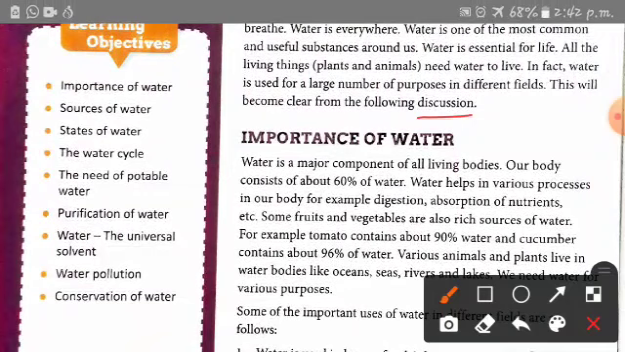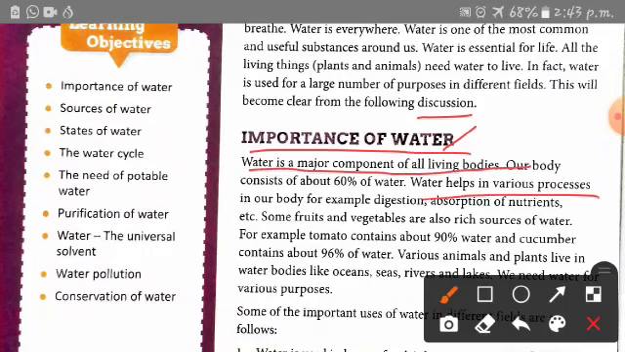So children, water is very important for all living beings. So what is the importance of water? Water is very important for all living beings because when we feel thirsty we use water to quench thirst. Water is a major component of all living beings because 90% of the human body, or more than 60 or 70% of our body, consists of water.